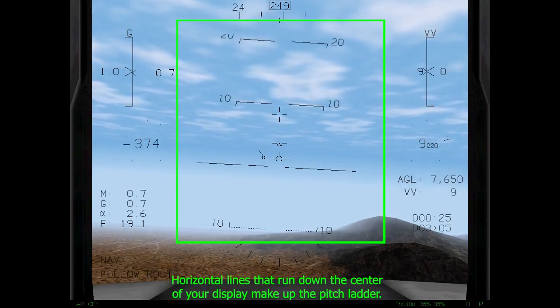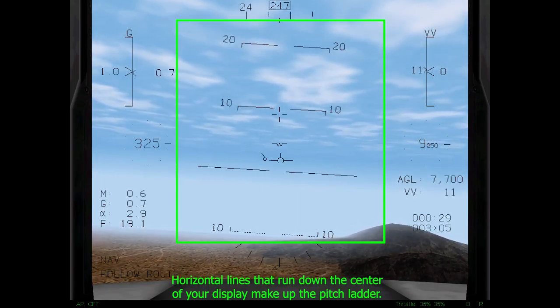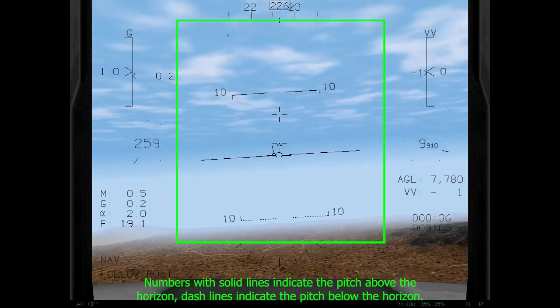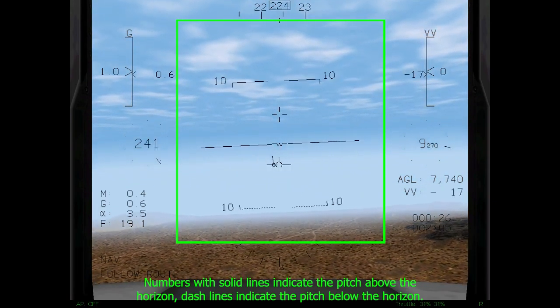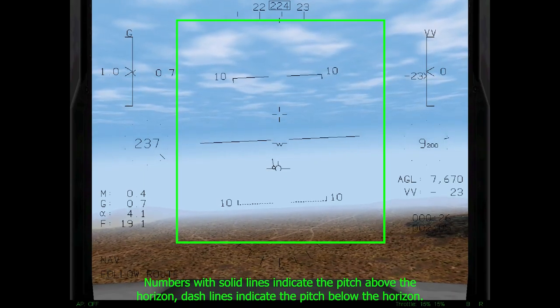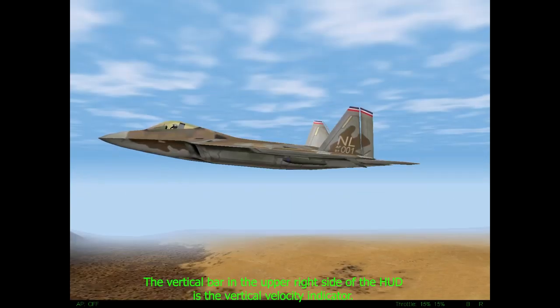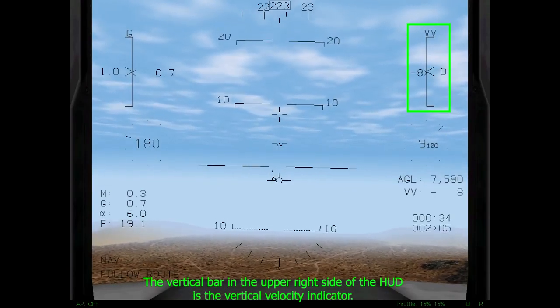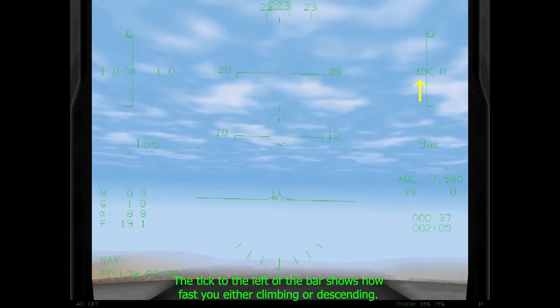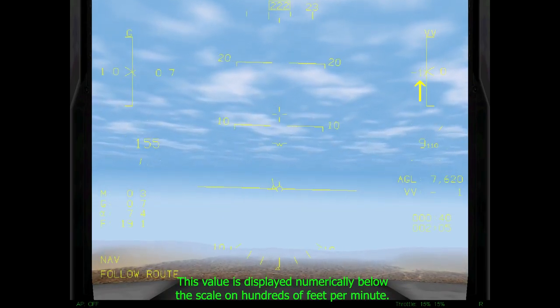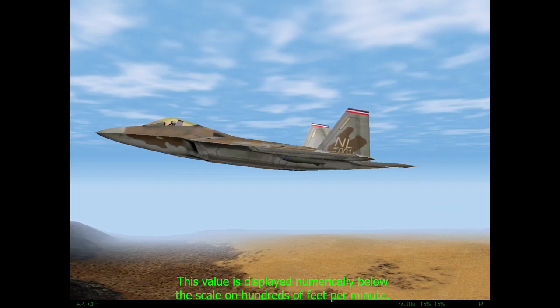Horizontal lines that run down the center of your display make up the pitch ladder. This indicates the pitch angle of your aircraft's nose. Numbers with solid lines indicate a pitch above the horizon. Dashed lines indicate a pitch below the horizon. The vertical bar in the upper right side of the HUD is a vertical velocity indicator. The tick to the left of the bar shows how fast you're either climbing or descending. This value is displayed numerically below the scale in hundreds of feet per minute.